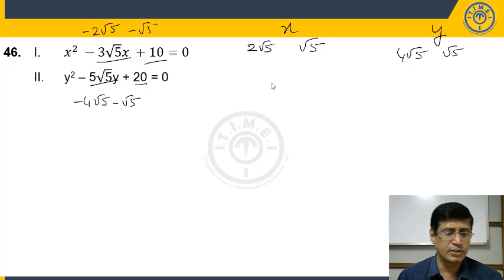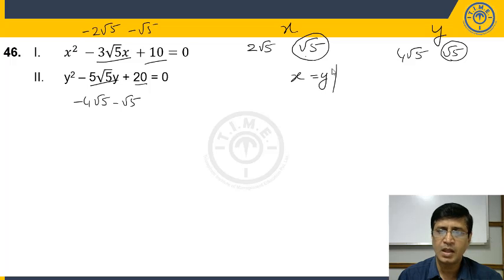Now just compare these two values. Root 5 and root 5, these two are the same, meaning x and y are equal. And root 5 is less than 4 root 5, meaning x is less than y.